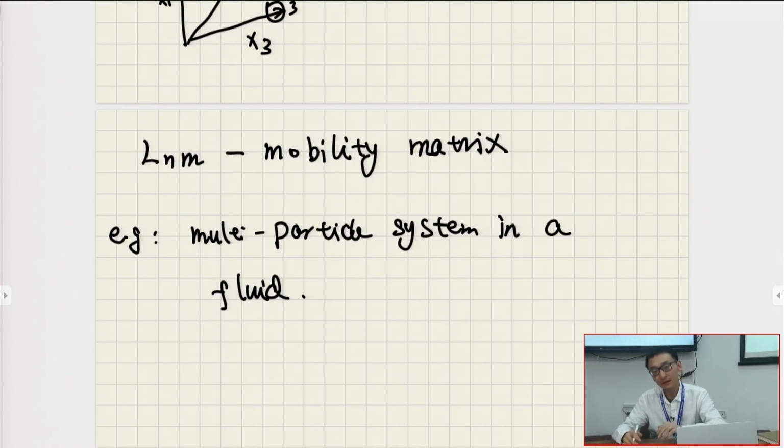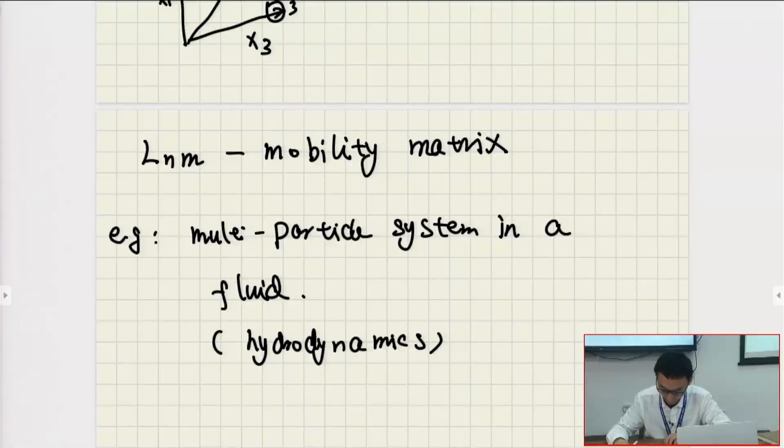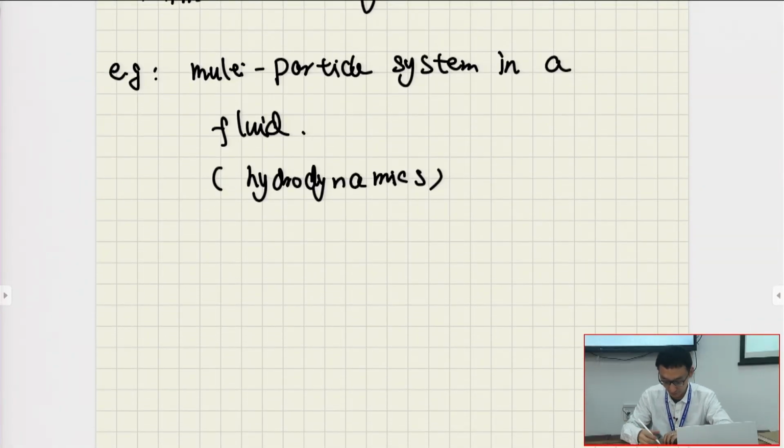Okay, so in this case, if you're thinking about multiple particles in a fluid, this mobility matrix is going to be determined by hydrodynamics. Which means that in general, you want to resolve the fluid mechanics that's happening when you have n particles, and then from that, you decide what the mobility matrices are. So for now, we're just going to leave it as is, and then we're going to try to generalize our one particle equation into an n particle equation.